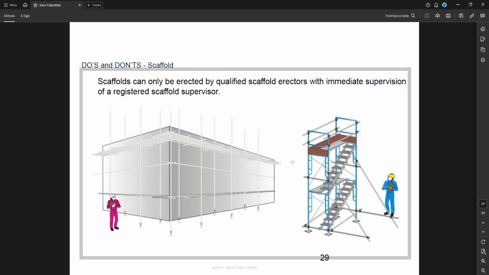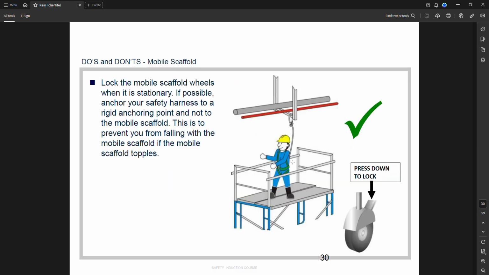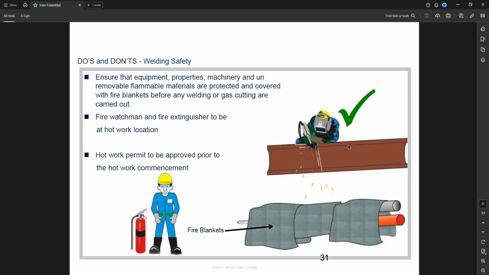Now we come to scaffold. Scaffold can only be erected by qualified scaffold erectors, for your info. Now we come to mobile scaffold. We have to lock the mobile scaffold wheels when stationed. This is the picture showing the right procedure. For welding safety, when you do welding, please provide a fire blanket and apply for the permit to work before you start the works.